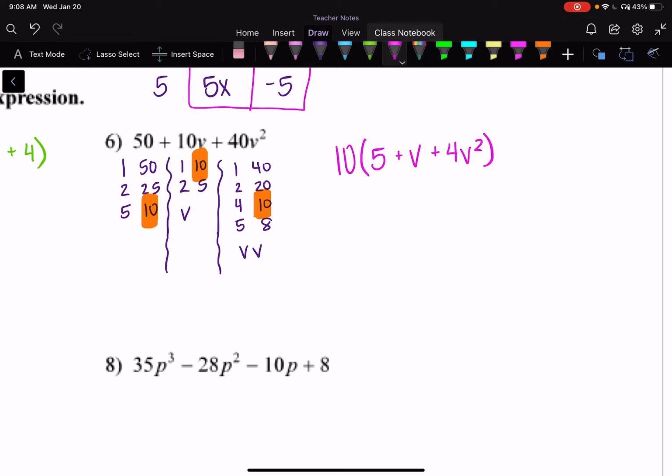Remember, we had the discussion at the beginning of the unit about standard form. You always want your answers to be in standard form. So we'll keep our GCF out front and then just reorder it from highest exponent to lowest exponent. And that is my final answer.